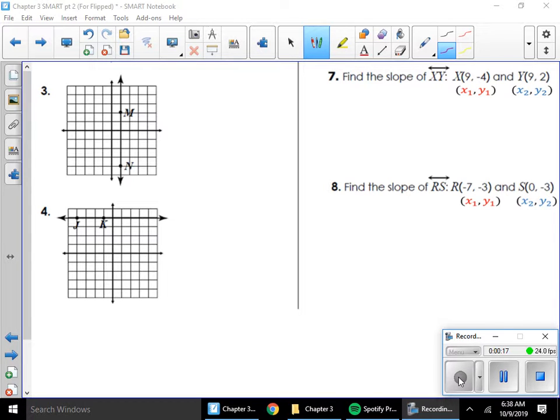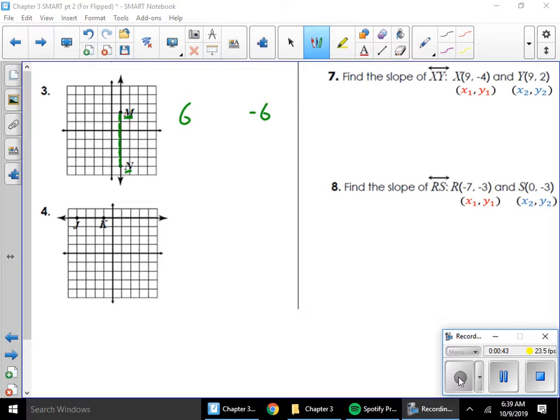So if we take a look at number 3 here, from M to N, again, I have 2 points, an M and an N. My rise between those 2 points depends on where I start. I could go from M down, 1, 2, 3, 4, 5, 6. That would be a -6 for my rise, or I could go from N up and get a +6.